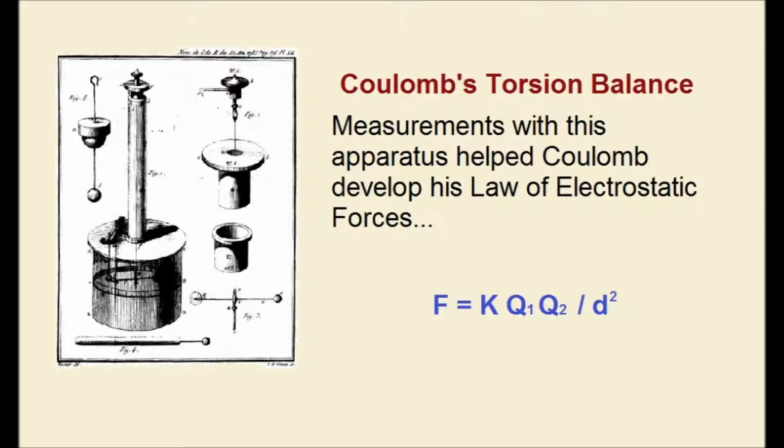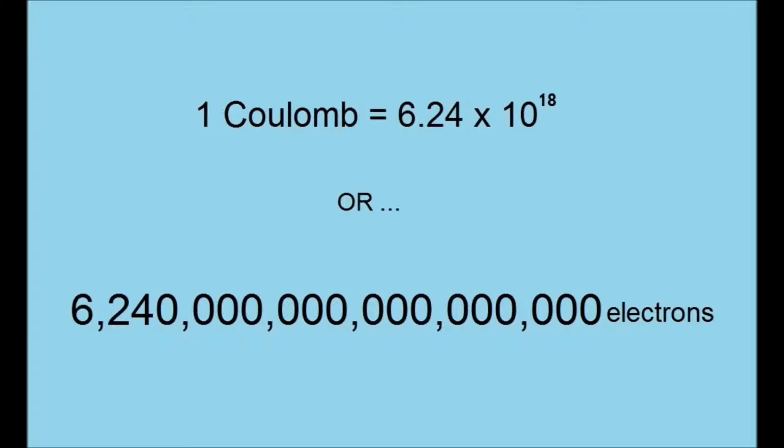A coulomb of electric charge is made up of 6.24 times 10 to the 18th electrons. That is a huge number. In fact, it is 6.24 quintillion electrons. We could never experience an electrostatic charge of a full coulomb. The forces it would generate would be tremendous. At most, we might experience a trillionth of a coulomb of static charge.